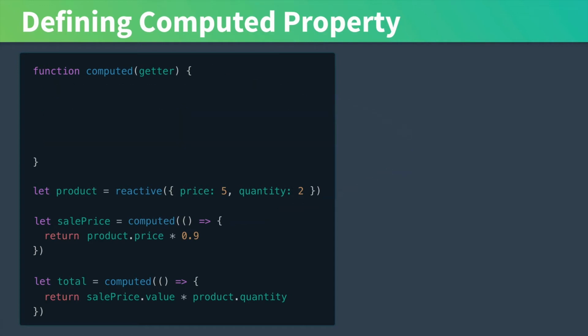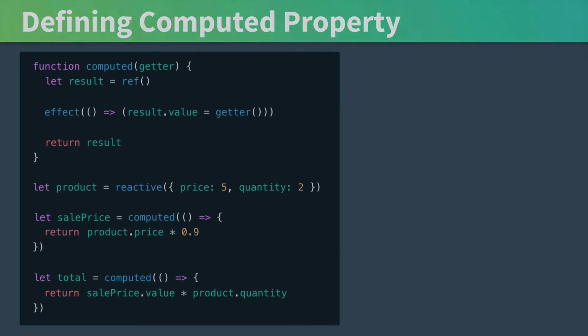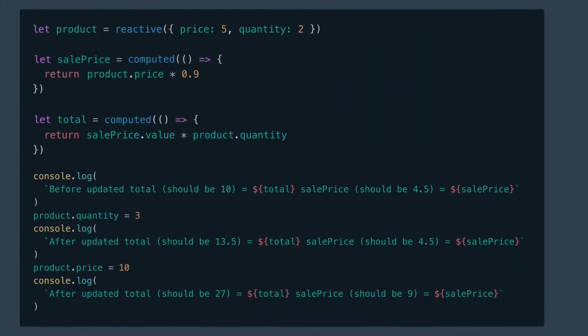Okay, this time with code. First, we'll create a reactive reference. Then we'll wrap our getter inside an effect, setting the result.value. And lastly, we'll return the result. Further down in our file, we have our console log lines. These should output the same values as before.